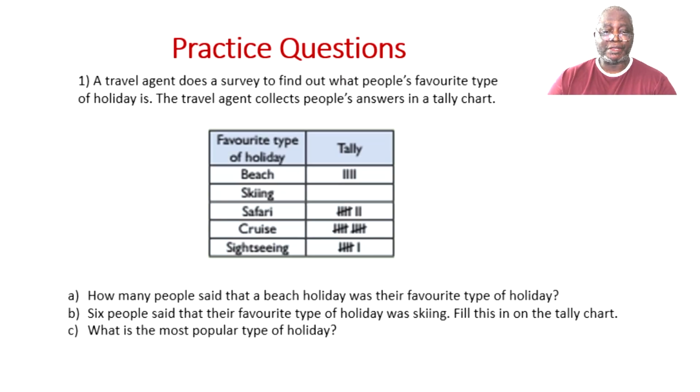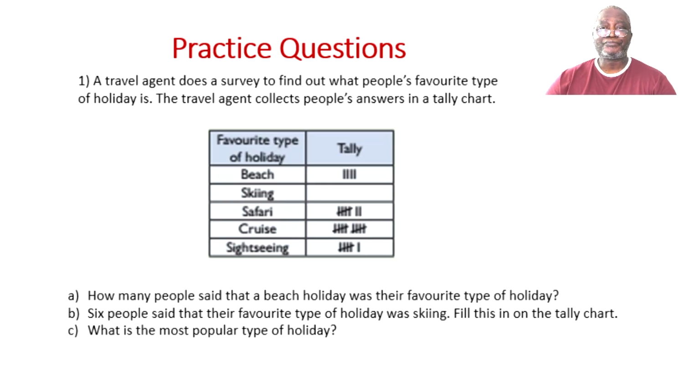B. 6 people said that their favorite type of holiday was skiing. Fill this in on the tally chart. What is the most popular type of holiday? So for B, skiing, you need to look whether there is any tally for it already. If not, then you have to fill it in by first doing the tally.